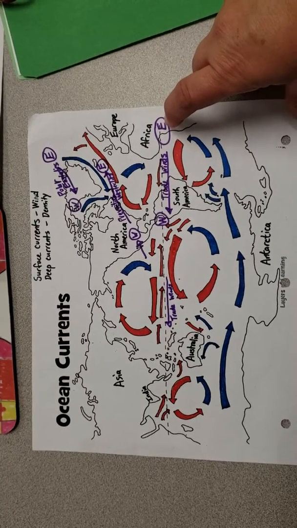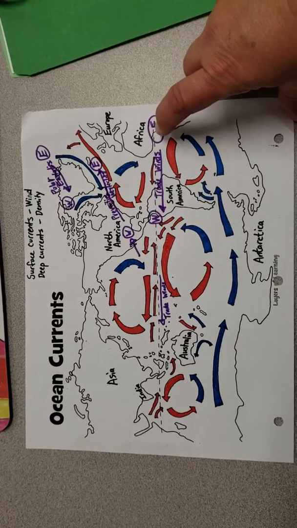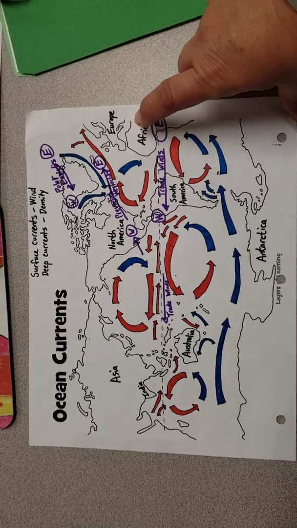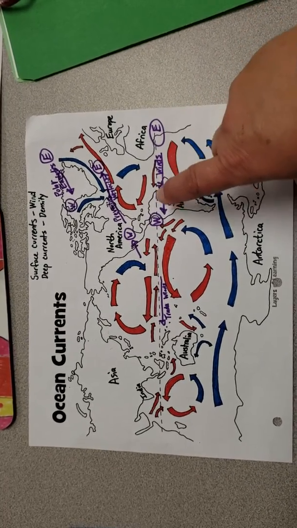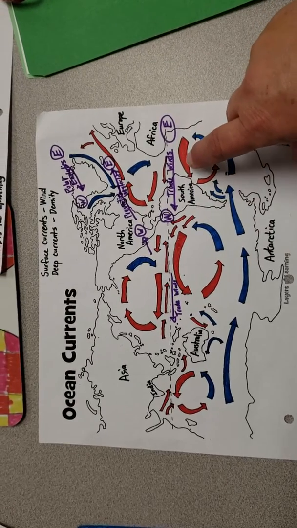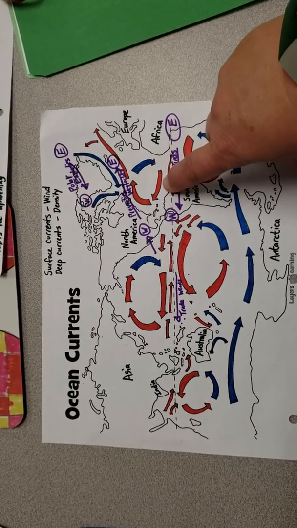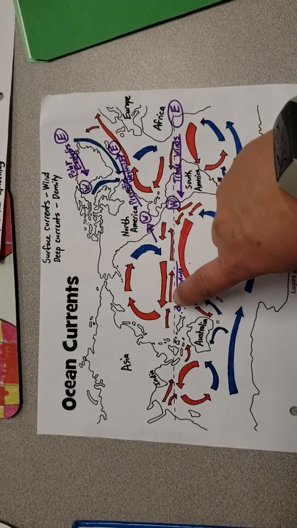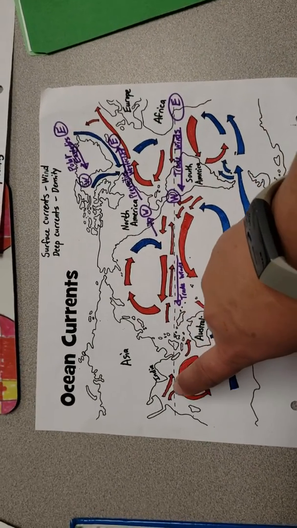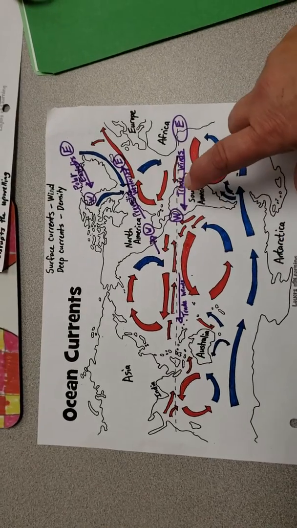The first wind belt is here around the equator. So from 0 to 30 degrees latitude, we see the trade winds. And the trade winds start in the east and they blow to the west. And you can see here that the water along the equator is going to be moved from the east to the west. And that's the force of the trade winds that's doing that movement.